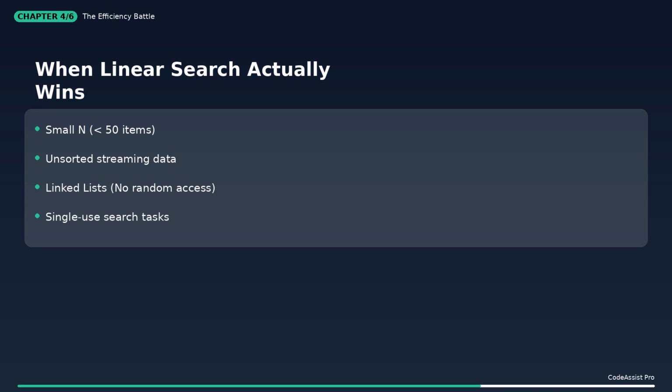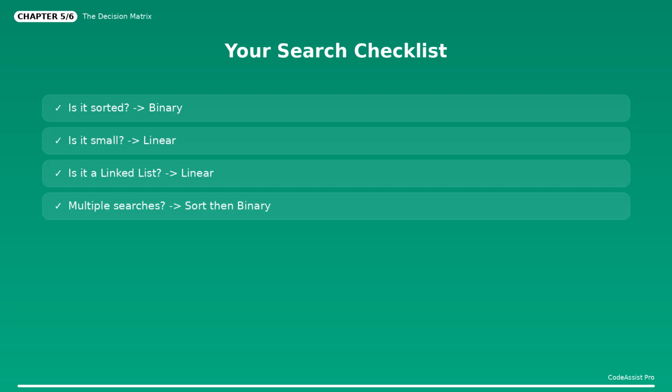To recap, choose linear search for small or unsorted datasets where you're only looking once. Opt for binary search when performance is critical and your data is either already sorted or will be searched many times. This distinction is what separates junior coders from senior engineers.